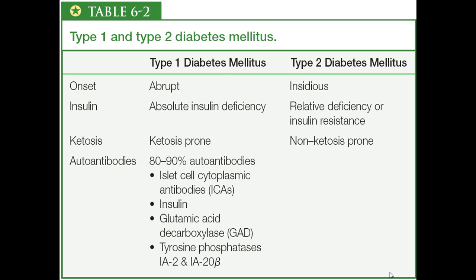Type 1, you just don't have any insulin. Okay? Type 2, you do have it. It's either not working or not enough of it. Ketosis. Be aware, this is a big difference. Type 1 will have ketones. And they go into ketosis. And they'll have a lot of ketones that we can measure in the laboratory. Type 2 don't do that. Okay, so they don't have ketones.